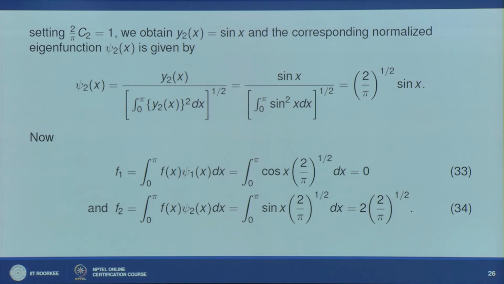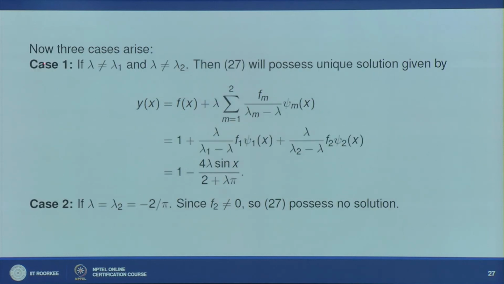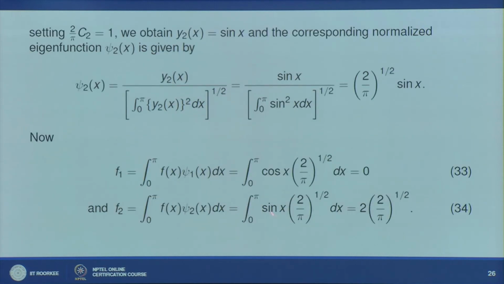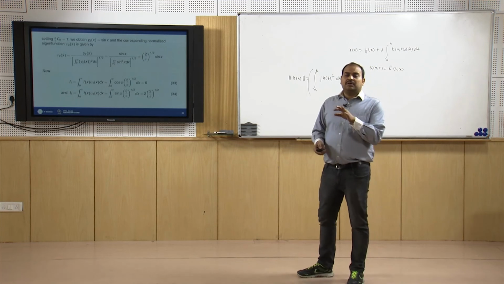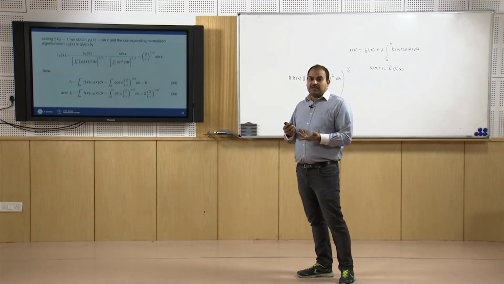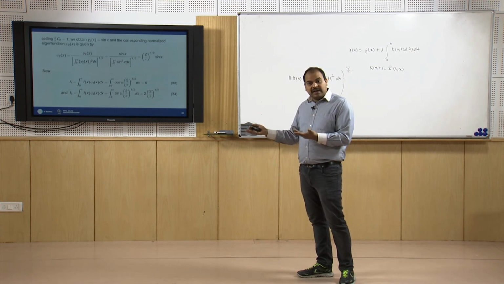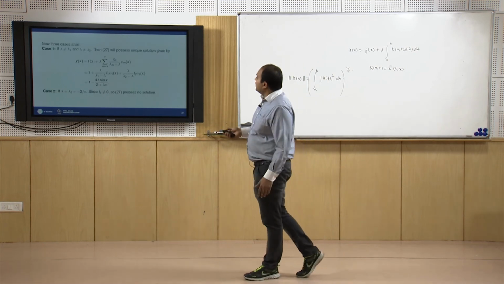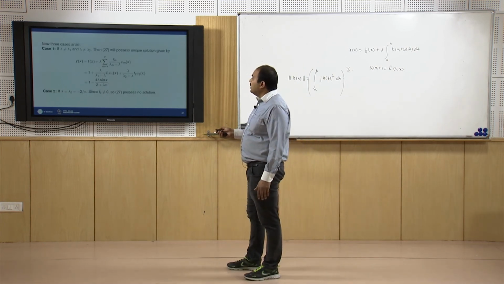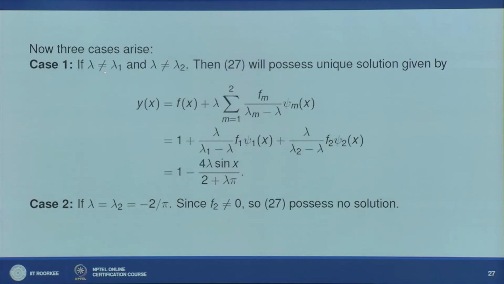Now you simply put it back into your solution. The problem is that this lambda is not given any constant value, so your solution will also depend on the value of lambda, because lambda we can take as any constant. Right now we have a choice: lambda is none of the eigenvalues, or one of the eigenvalues. Let us consider the case when the eigenvalues are taken as lambda 1 and lambda 2, and lambda is neither lambda 1 nor lambda 2.